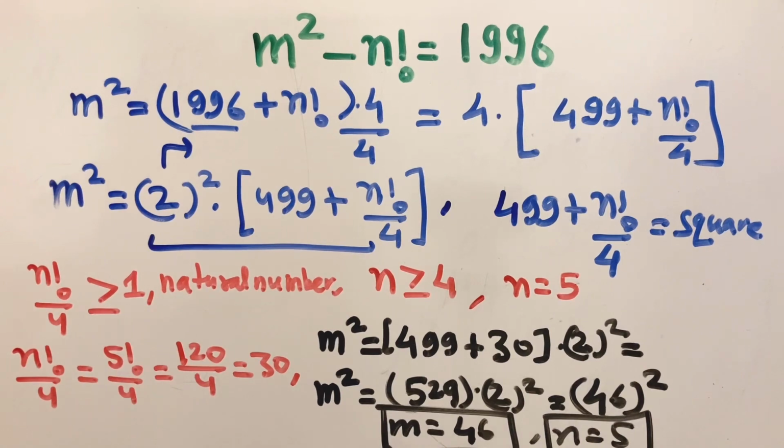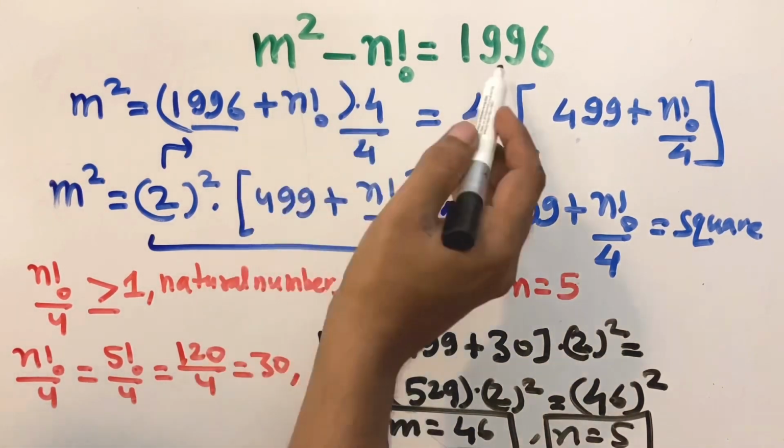So this is our answer. m equals 46, n equals 5 is going to satisfy this equation.